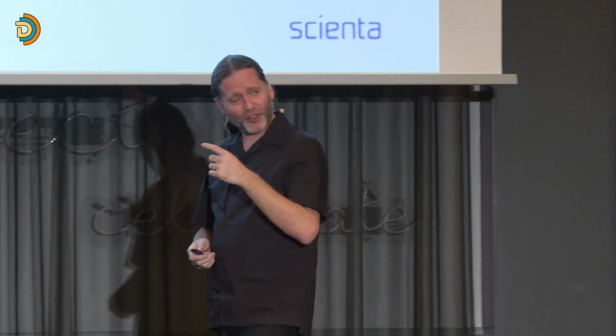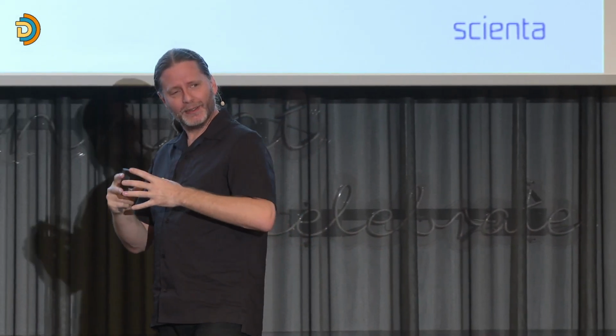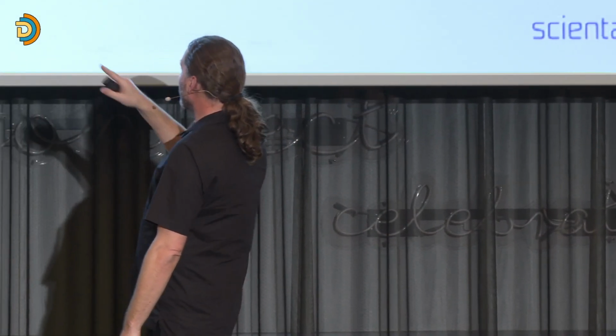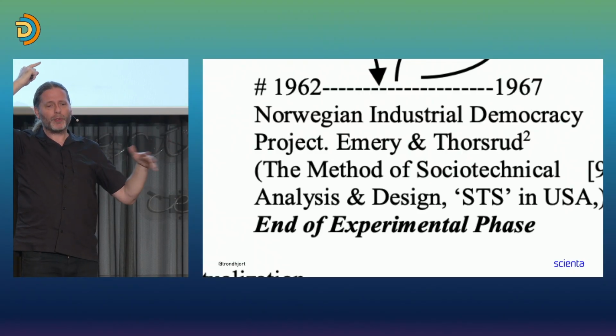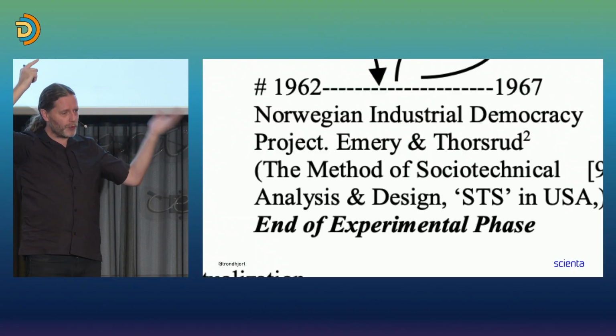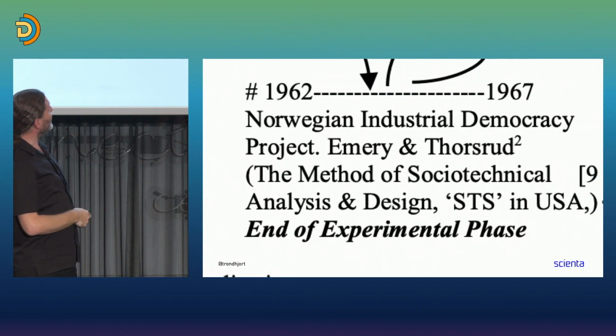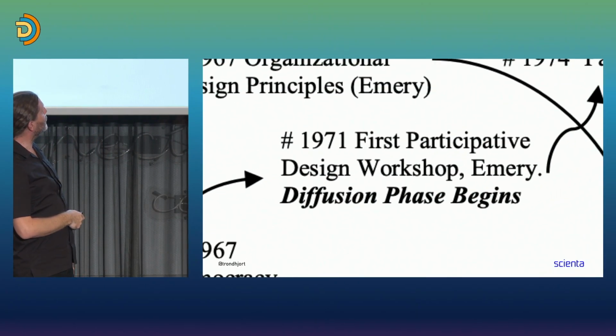So probably why it worked in Norway initially, right? And also England. But the point is that the experiments done here, at least that's what open system theory sees, we know what works now. You know how to do this. Let's diffuse. Let's spread this. So the next phase was the diffusion phase.